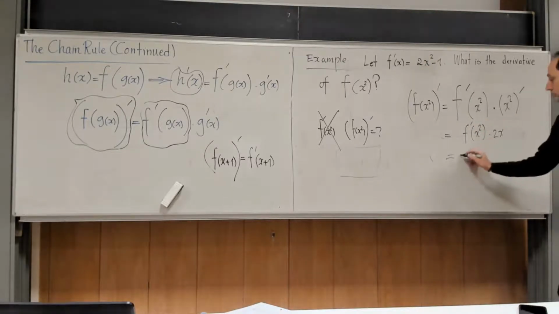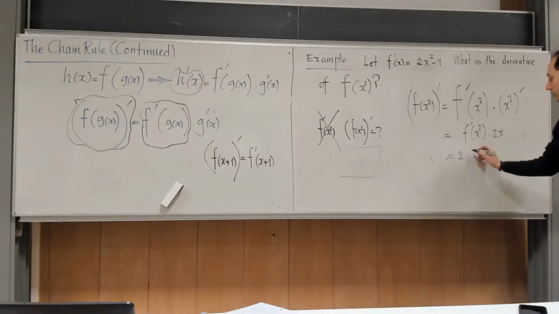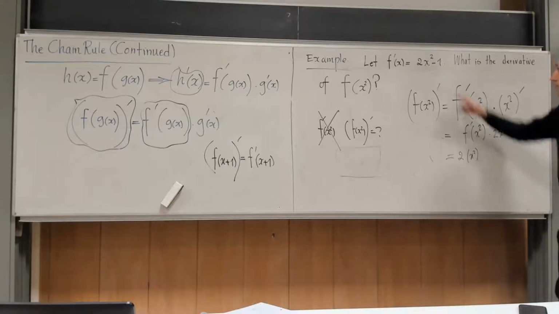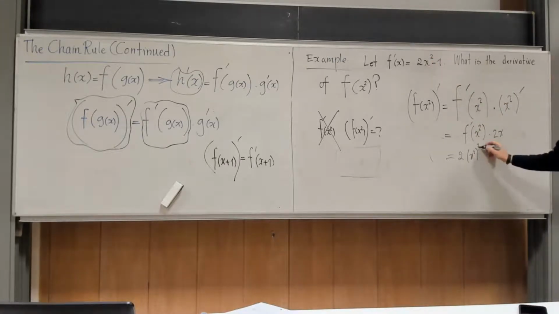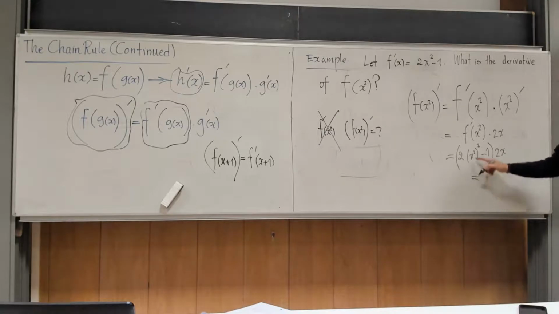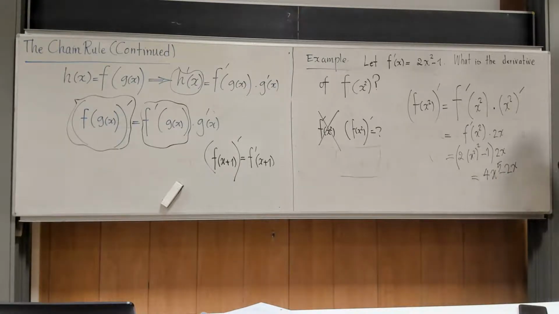So this becomes, instead of x, I put x squared. But after x, I have a 2. And then I have a minus 1. This expression should be multiplied by 2x. And then if you want, you can multiply that. So x to the 4, multiply it here, it becomes 4x to the 5 minus 2x. And that's the answer.